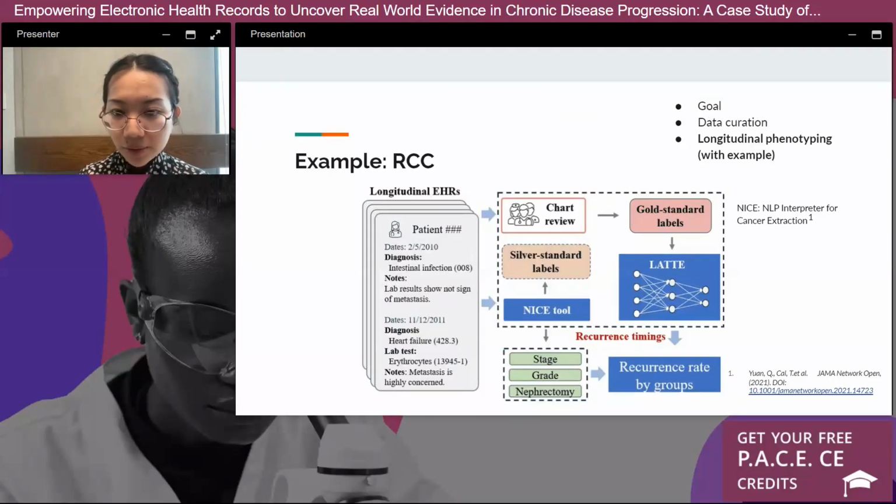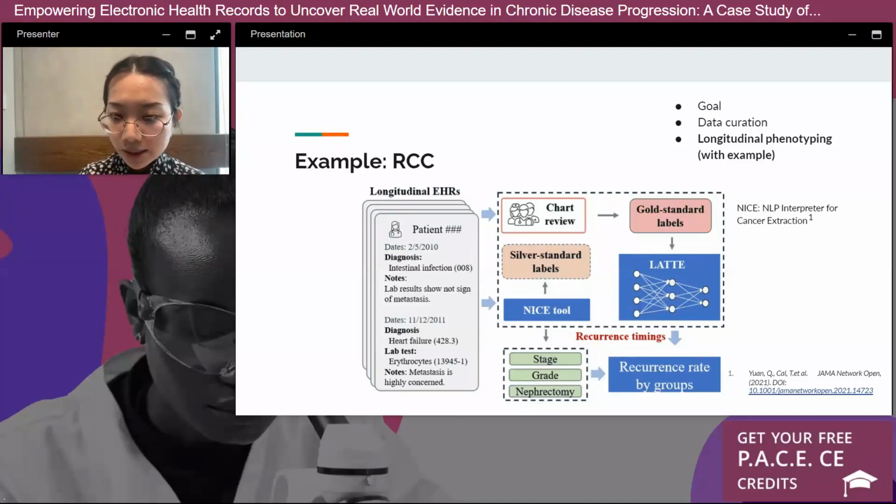And so this is essentially how we leverage Latte in that particular case study. So one important thing is how do you train a silver standard labels, or how do you derive the silver standard labels? So what we did is that we leveraged a tool called the NICE tool. So NICE stands for the NLP interpreter for cancer extraction.